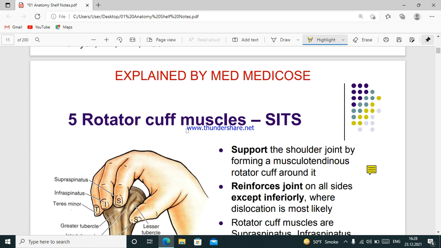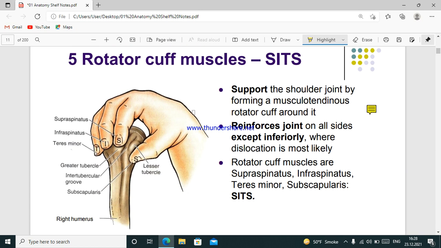And the other one is the rotator cuff. This is the last topic of this episode. It is the rotator cuff muscle. For the rotator cuff muscles we have a mnemonic, SITS. How will we memorize that? How many rotator cuff muscles are there? We will say there are 4 rotator cuff muscles.